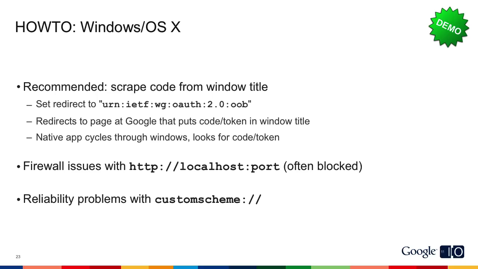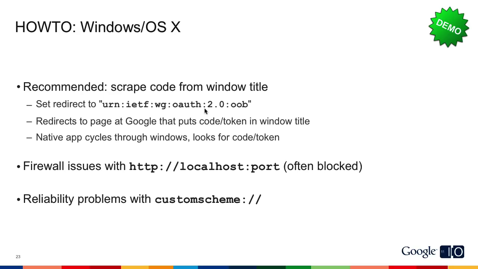What we do is we scrape the OAuth token from a window title. When you register your native application with the APIs console at Google, you say this is a native application. You get a client ID, client secret, and you're told that your redirect URL is this funny URN, urn:ietf, and so on. And then you put that redirect URL during the OAuth flow as your redirect URL.